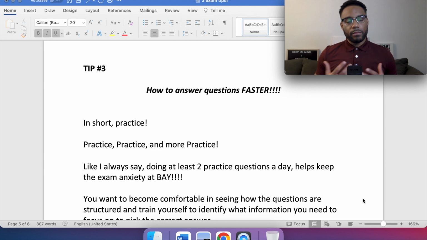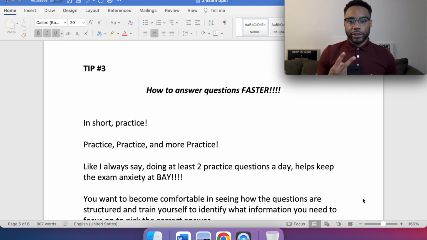And tip number 3, how to answer questions faster. In short, practice. I know some of you are like, wait, Ray, where's the magic formula, the potion, the secret sauce? And the secret sauce is actually practicing. Practice, practice, and more practice. Like I always say, doing at least 2 practice questions a day helps keep the exam anxiety at bay.